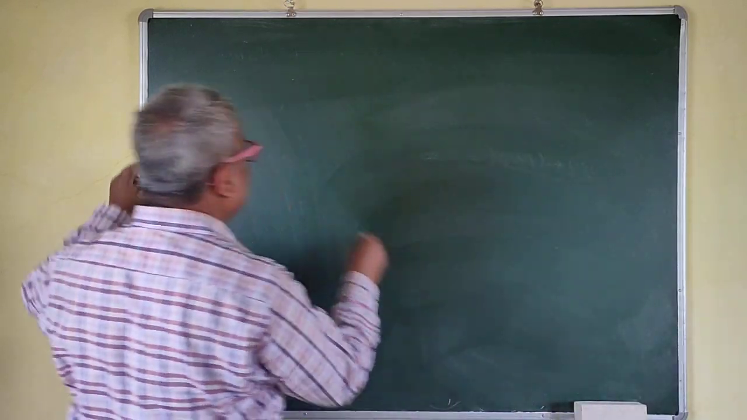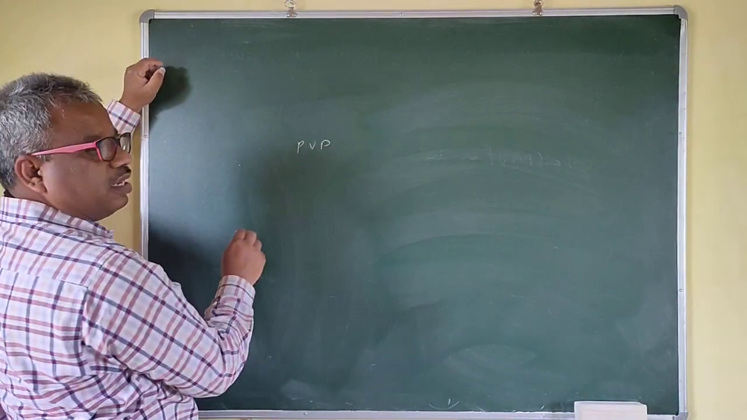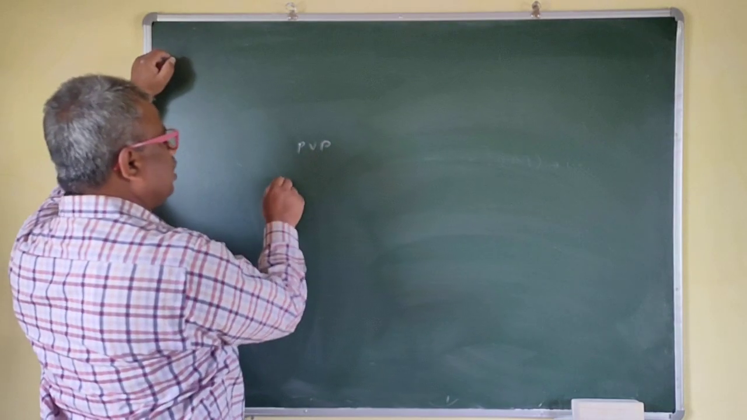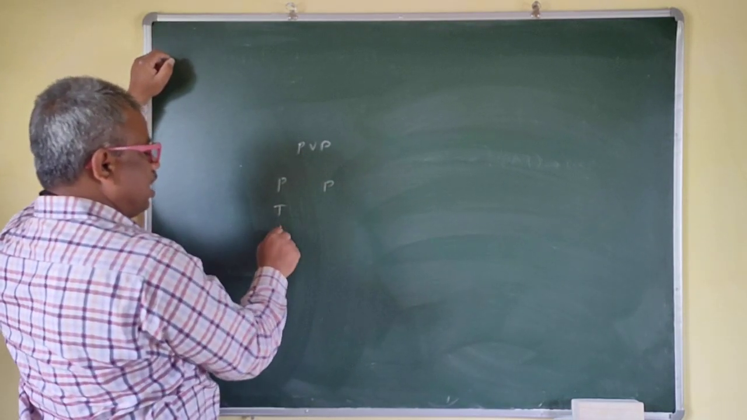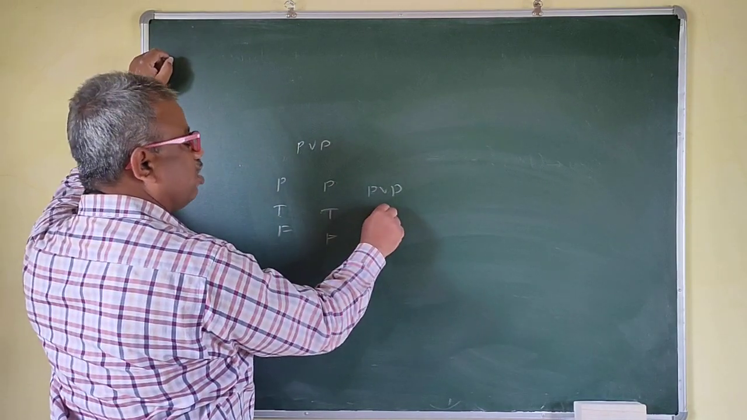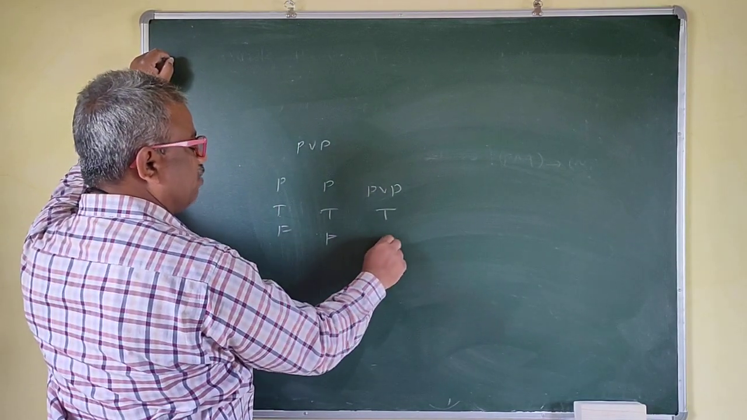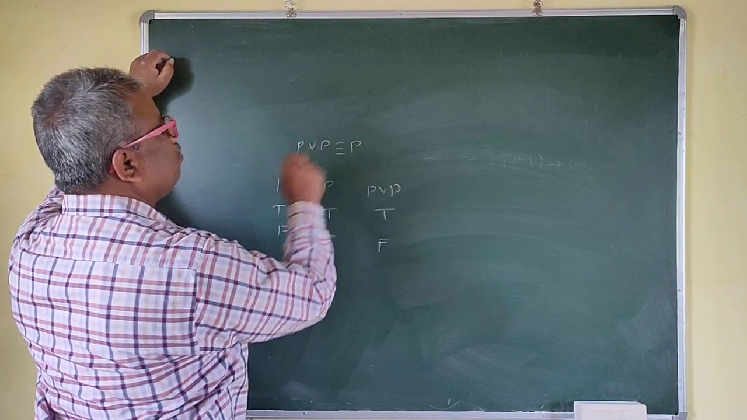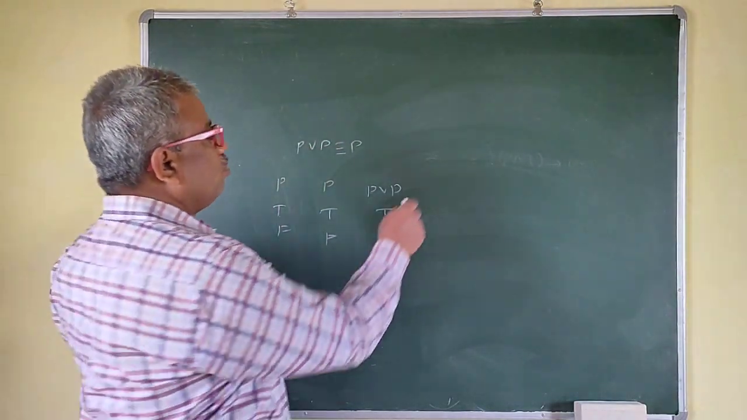But check now. Suppose P or P is there somewhere. So check now: P, P, T, F, T, F. Then P or P: T or T is T, F or F is F, right? So P or P is also P now. Remember this.